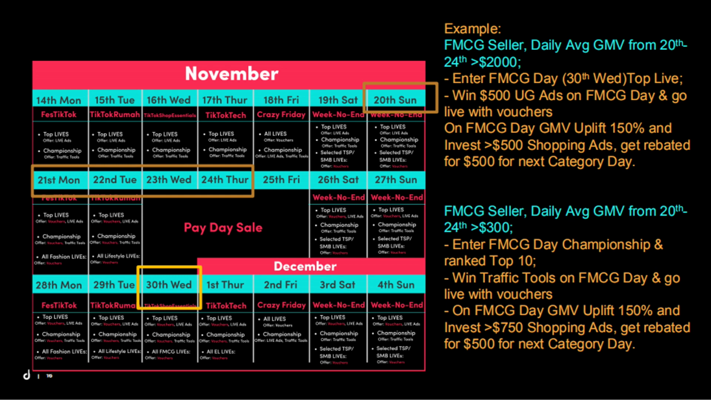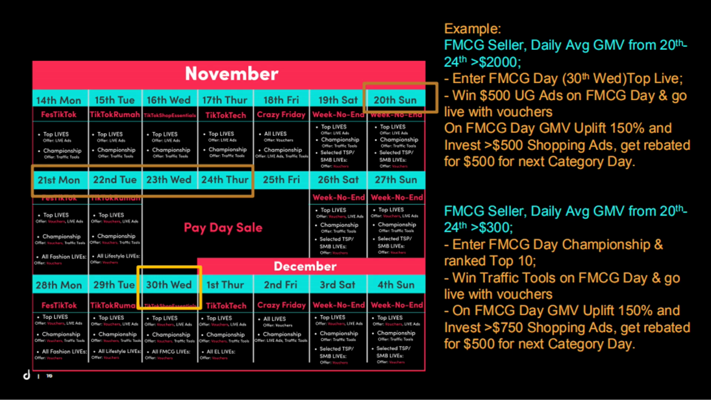And also I will have the go live vouchers as long as I go live. And on this day, I also achieved a great GMV uplift by 150% and invested more than 750 in live shopping ads. I can get a rebate of 500 for my next category day. It's a similar logic.